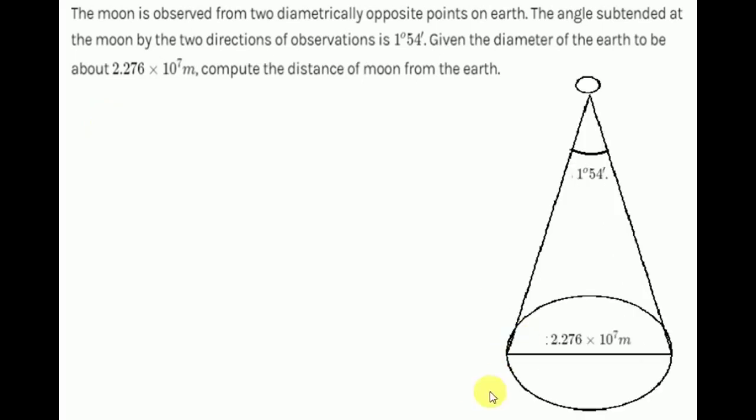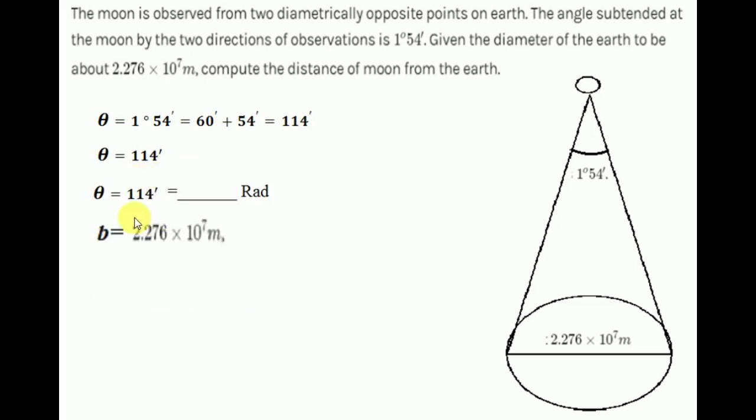In this question, moon is being observed from two diametrically opposite points on the earth, from here and here, and the angle subtended by the moon is 1 degree 54 minutes. So you can use the formula of parallax method, but before that you need to convert this into SI unit, that is radian. So now this is 1 degree 54 minutes. 1 degree is 60 minutes plus 54 minutes, 114 minutes. So you can convert this into radian, and basis is already given, 2.276 into 10 to the power 7 meter. So this is the formula, angle is equal to basis by distance.